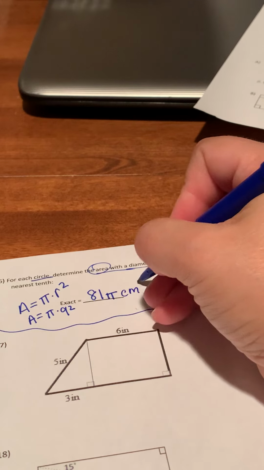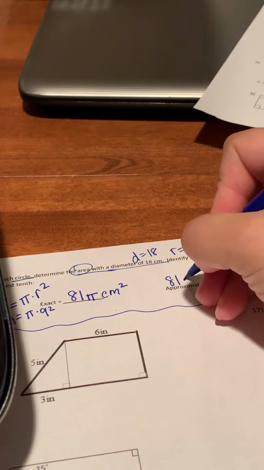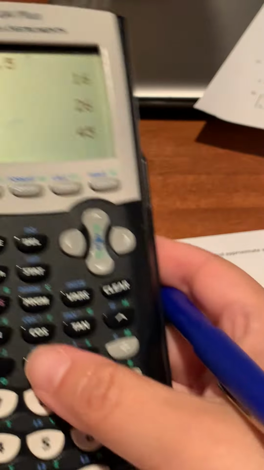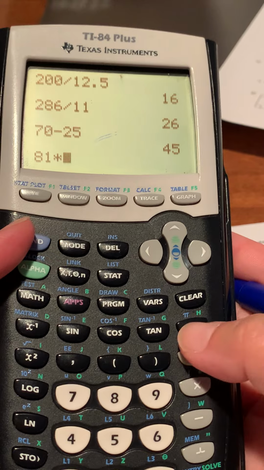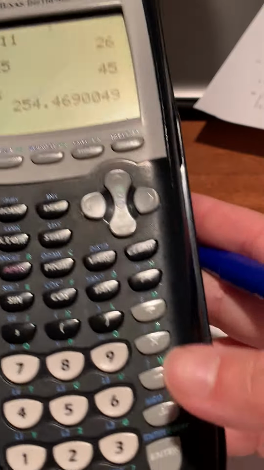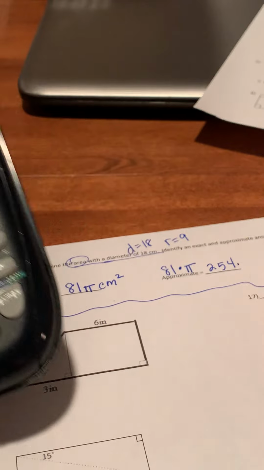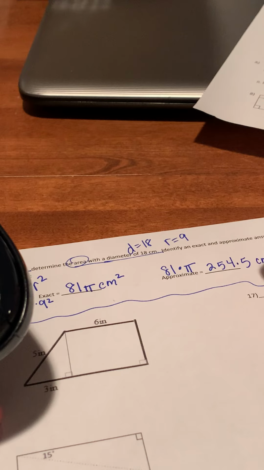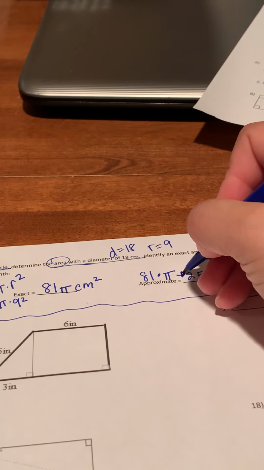I should put a label though, centimeters squared. Now approximate means I'm actually going to take that 81 and multiply by pi. And it says rounded to the nearest tenth. So I have 81 times pi, which is above the division key, so I hit blue and then the caret key. And to get 254.5. So that's what it would be if I multiplied these two out, that bigger number there.